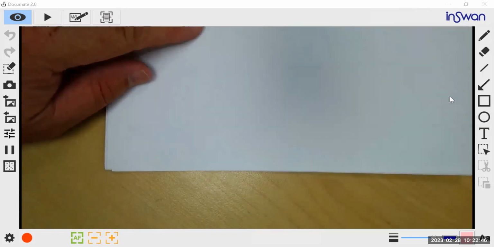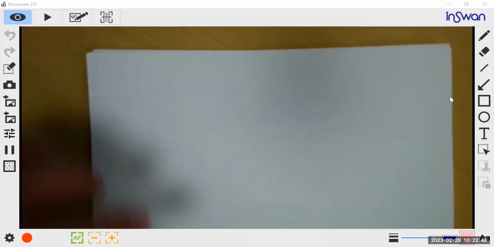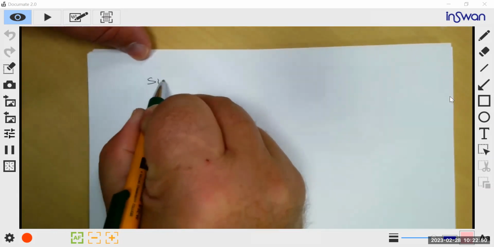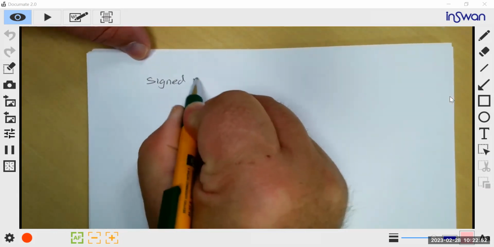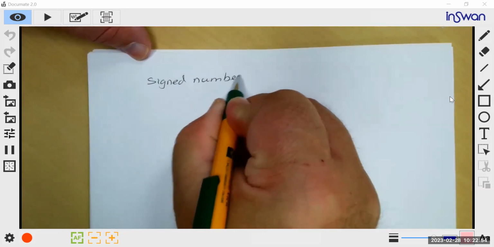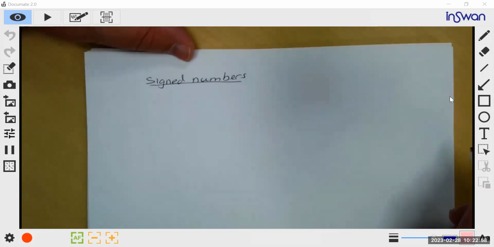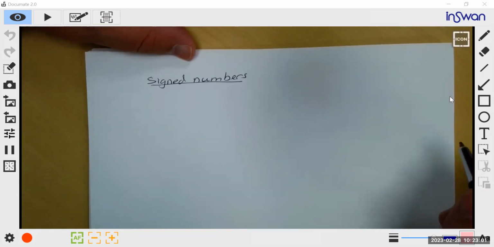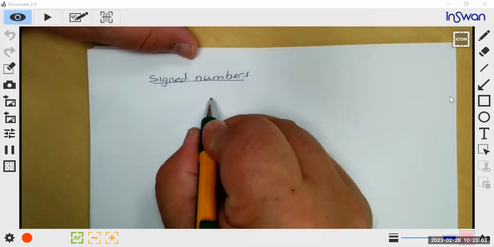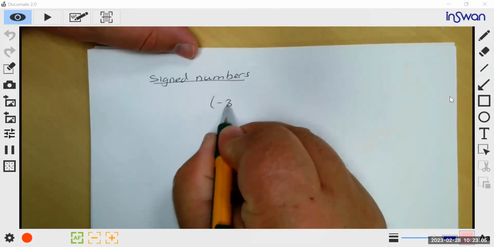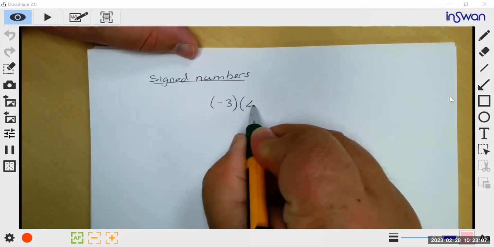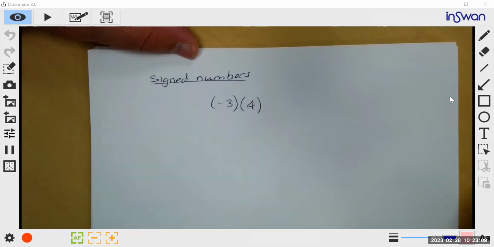Now the problem comes with signed numbers. With signed numbers. When you're multiplying numbers that have signs, let's say -3 times 4.